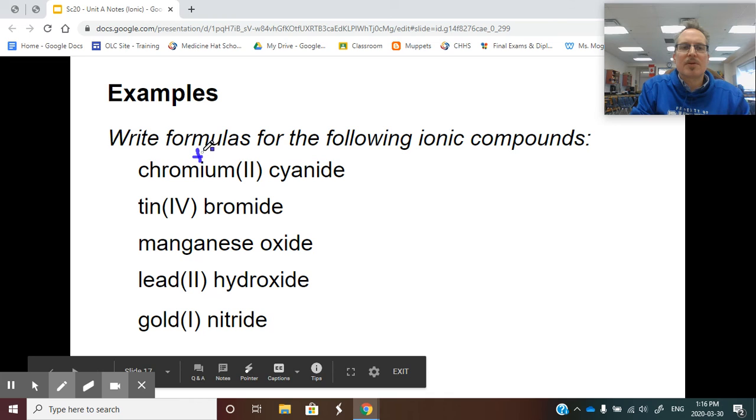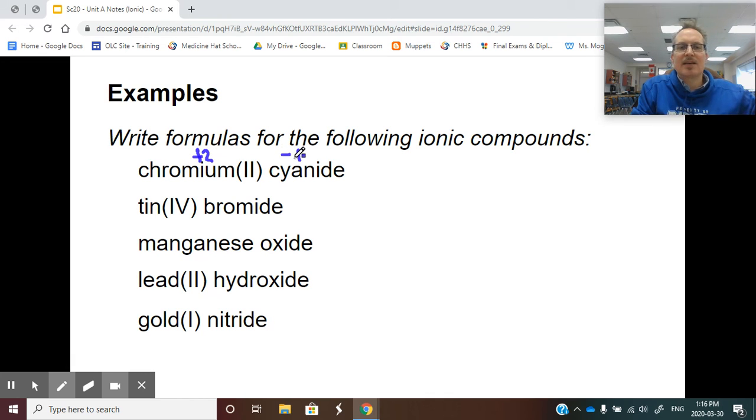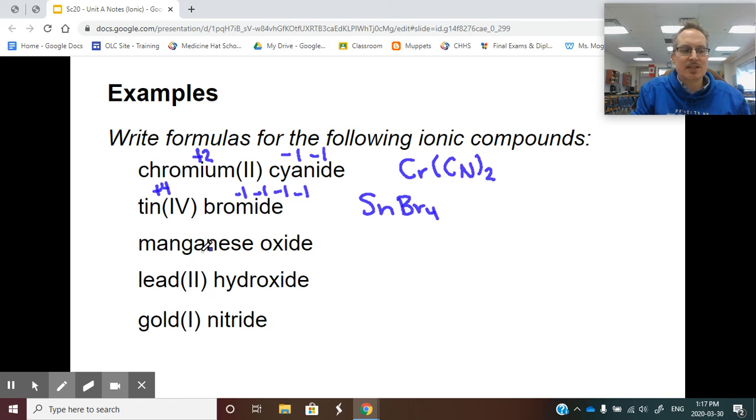So chromium 2, positive 2. Cyanide is negative 1. So I'm going to need 2 cyanides. I'm going to write this as Cr bracket CN, and I needed 2 cyanides. Tin 4, positive 4. Bromide, negative 1. I'm going to need 4 of those to balance out the charge, so we're going to write this as SnBr4. Manganese did not tell us the charge, so that means we have to look it up on our sheet. The first one listed is positive 2. Oxygen is always negative 2, so they already are balanced.